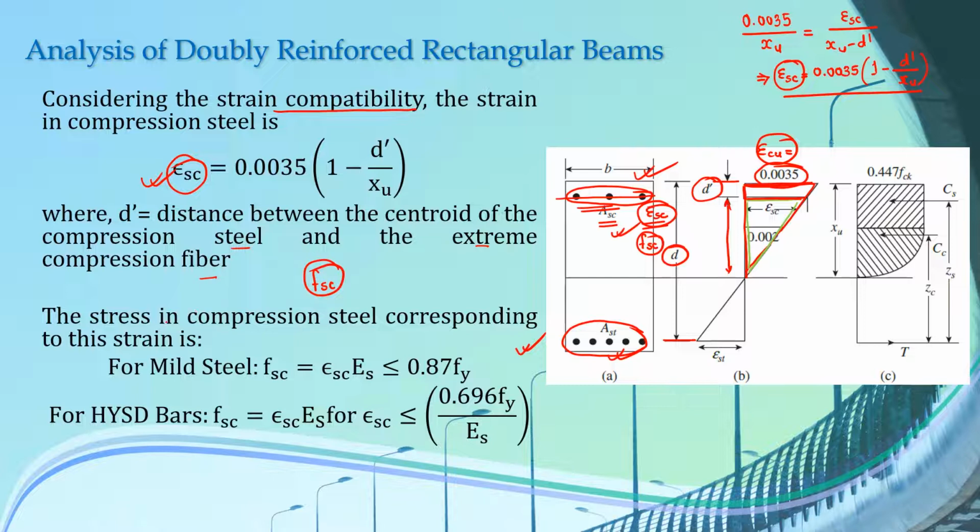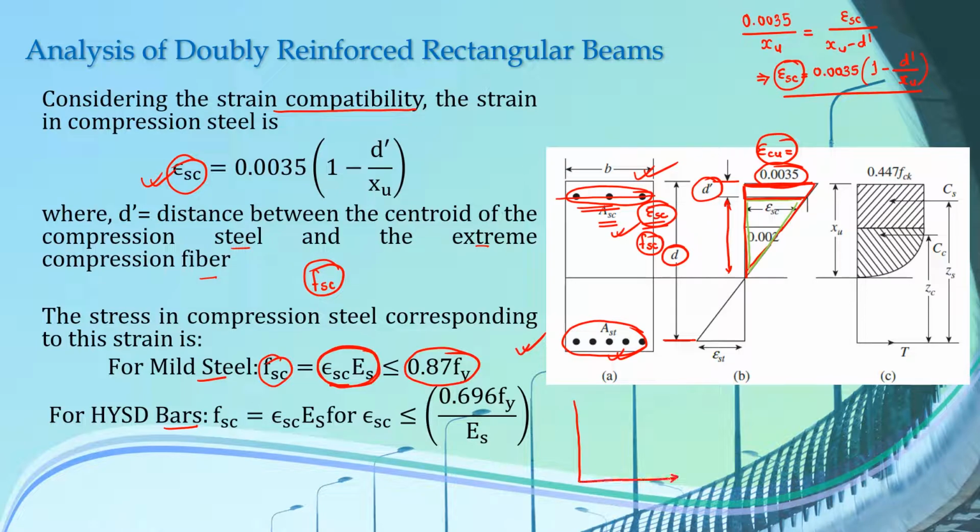The FSC value is given by two different formulas for mild steel and high strength bars or cold deformed bars. For mild steel, it is given as epsilon SC into ES. ES is the modulus of elasticity of steel and epsilon SC is the strain level. So the product of these two terms gives us FSC. And this is the value of FSC for stress less than or equal to 0.87 Fy.